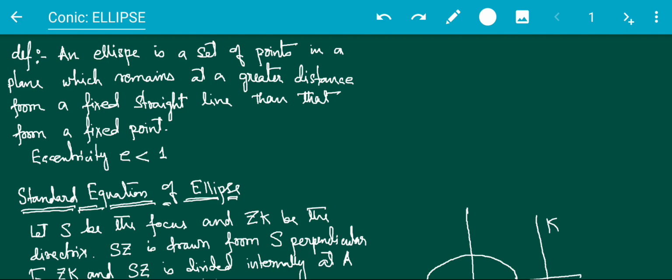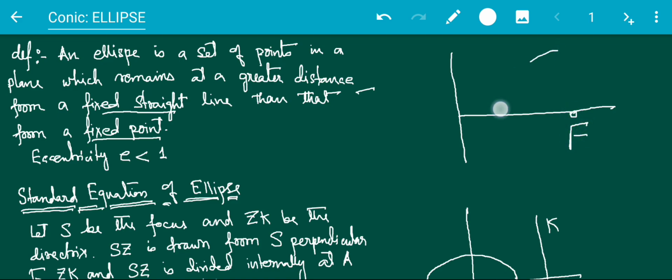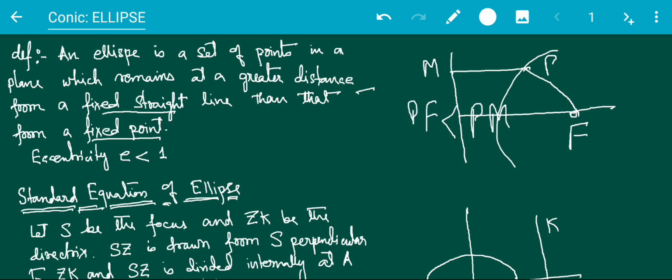Now what is the ellipse? An ellipse is a set of points in a plane which remain at a lesser distance from a fixed point than from a fixed straight line. Suppose this is a fixed straight line and this is a fixed point F, and this is a curve. Suppose we take a point P, and M on the line. This is an ellipse if PF is always less than PM. In that case we say that the curve is an ellipse.